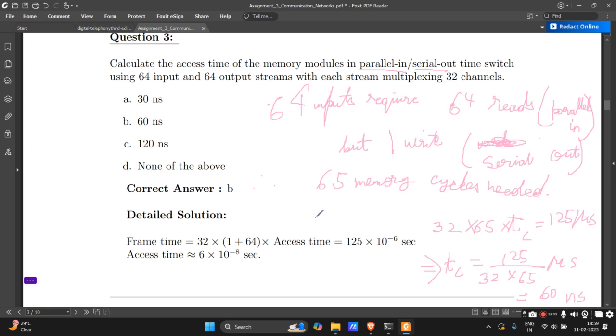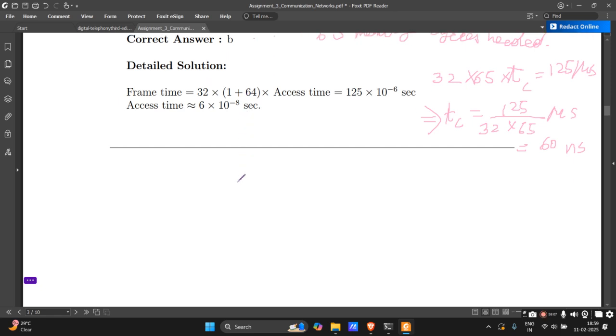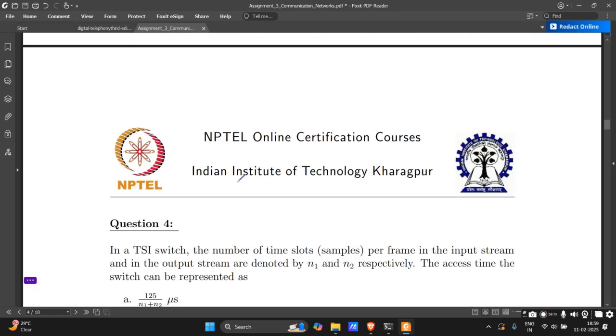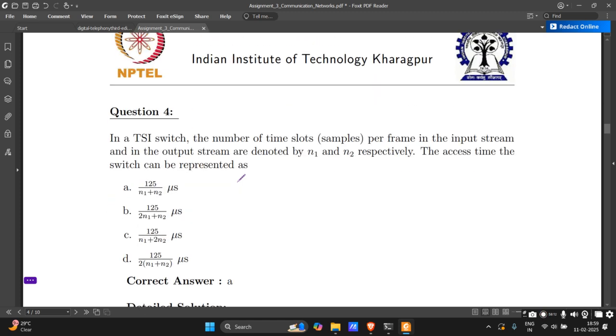This is 60 nanoseconds. Now, in a TSI switch, the number of time slots or samples per frame in the input stream and in the output stream can be denoted by N1 and N2 respectively. The access time in the switch can be represented as. So, here it is said that the TSI switch has number of samples per frame in the input and output stream as N1 and N2.